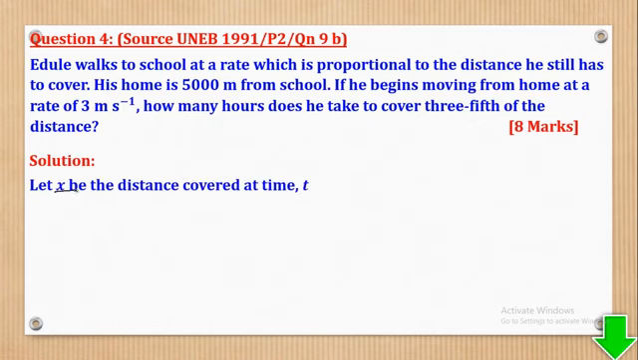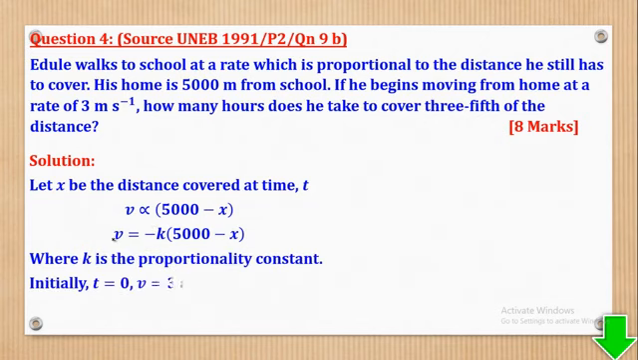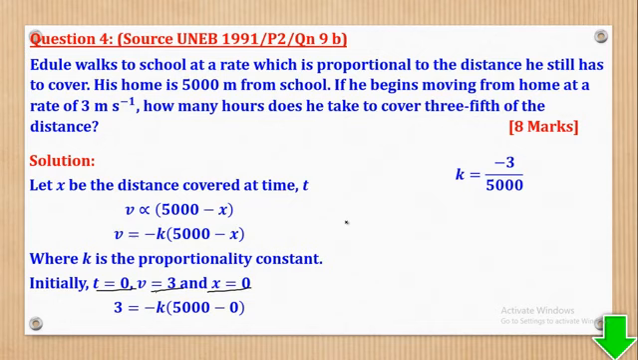So let x be the distance covered in time t, therefore velocity is proportional to 5000 minus x, which is the distance he still has to cover. Put the constant of proportionality, so by now I believe you know why you put a negative there. Now initially t is equal to 0, v is equal to 3, and x is equal to 0. So substitute for v and x to come up with the value of k as that. Therefore v is equal to that.